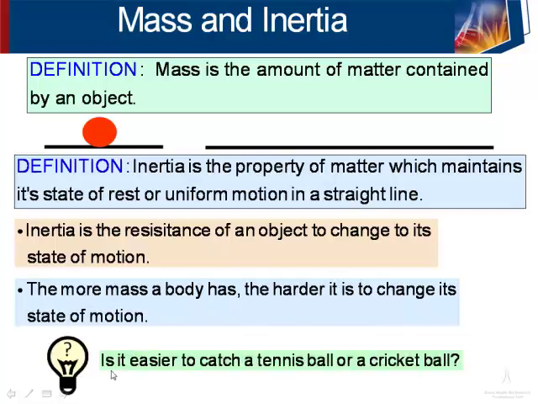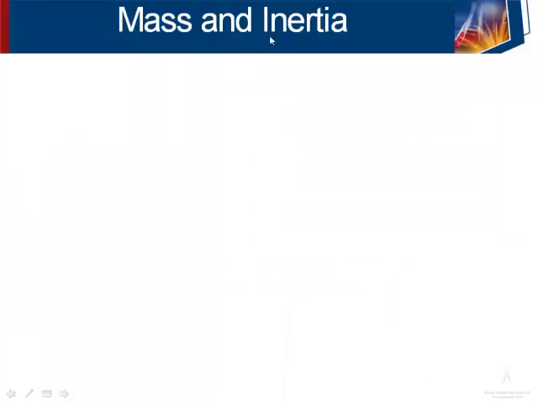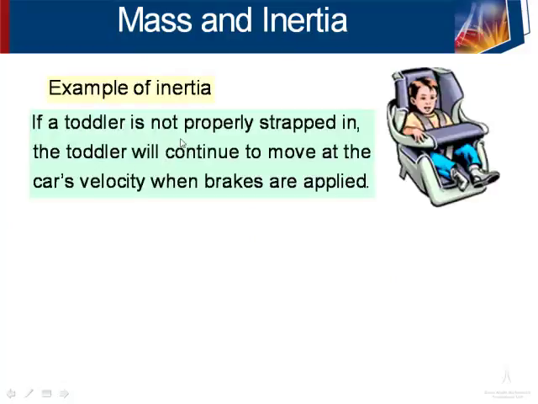Let's look at that and think about it. Is it easier to catch a tennis ball or a cricket ball? Remember, a cricket ball has more mass than a tennis ball and it's harder. Looking at an example of mass and inertia: if a toddler is not properly strapped in a car seat in a car, the toddler will continue to move at the car's velocity when the brakes are applied.